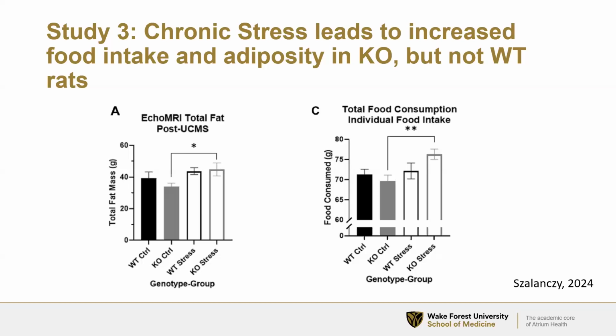And what you see here is that the control animals are on the left, the solid bars, the stress animals are on the right. And you can see that when you're a knockout and you're under stress, your adiposity goes up and your eating goes up. There was no change in the wild type.